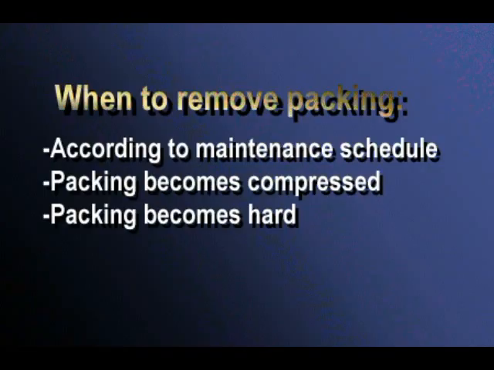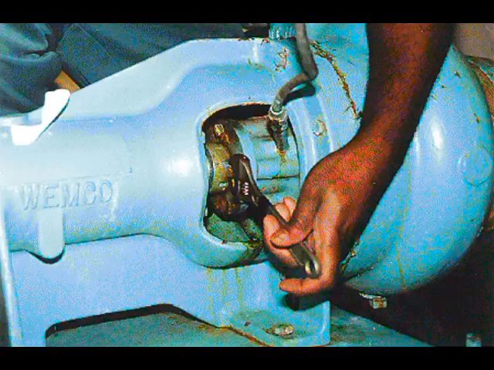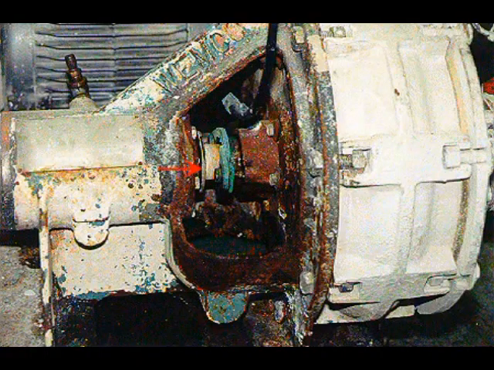Every so often, the packing will have to be replaced. It may be old according to the preventive maintenance program, or the packing may become so compressed that the lantern ring no longer allows the proper flow of seal water. Also, the packing may become so hard that it might score the shaft. Whatever the reason, the packing has to be replaced if adjusting the gland nuts no longer allows a desired amount of leakage. The slinger ring should also be noted.